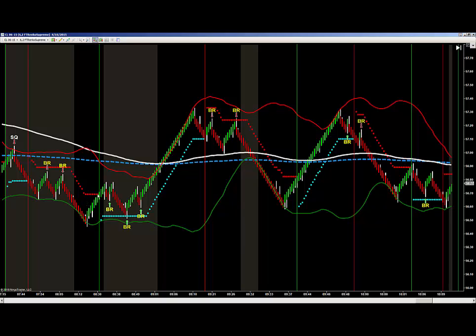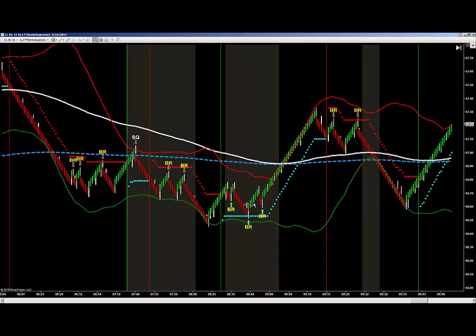And here is a great example of why we put a filter in. We've got an uptrend started. We pull back. We get our first BR signal here, and then immediately it pulls back right to these dots and gives us just this beautiful, ideal looking signal.